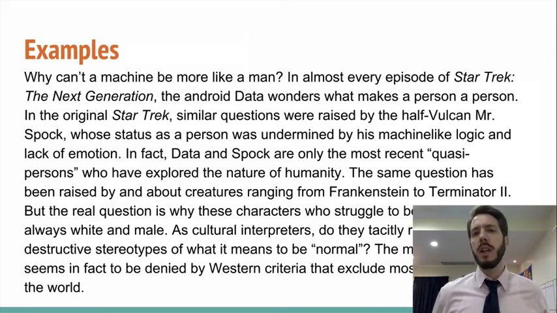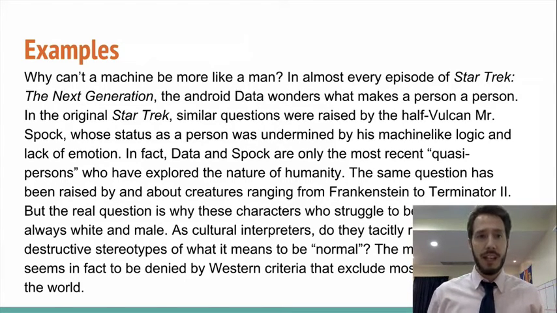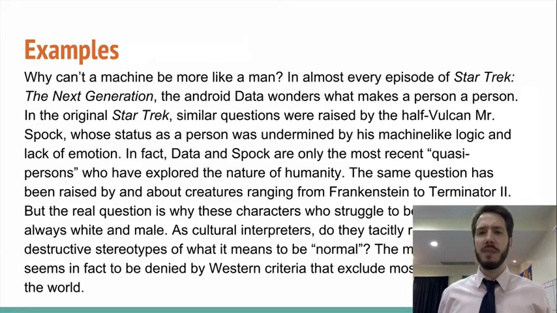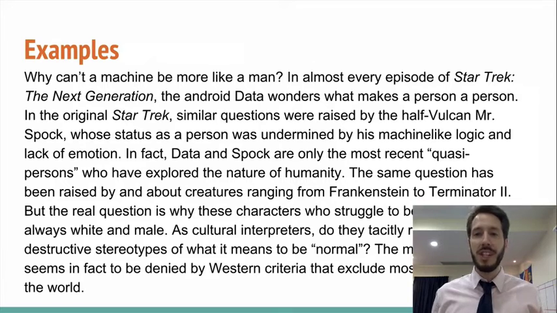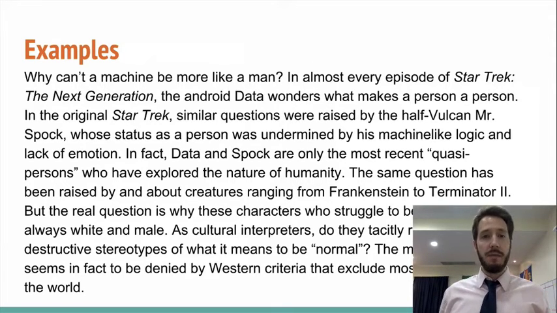"Why can't a machine be more like a man? In almost every episode of Star Trek: The Next Generation, the android Data wonders what makes a person a person. In the original Star Trek, similar questions were raised by the half-Vulcan Mr. Spock, whose status as a person was undermined by his machine-like logic and lack of emotion. In fact, Data and Spock are only the most recent quasi-persons who have explored the nature of humanity. The same question has been raised by and about creatures ranging from Frankenstein to Terminator 2. But the real question is why these characters who struggle to be persons are always white and male."